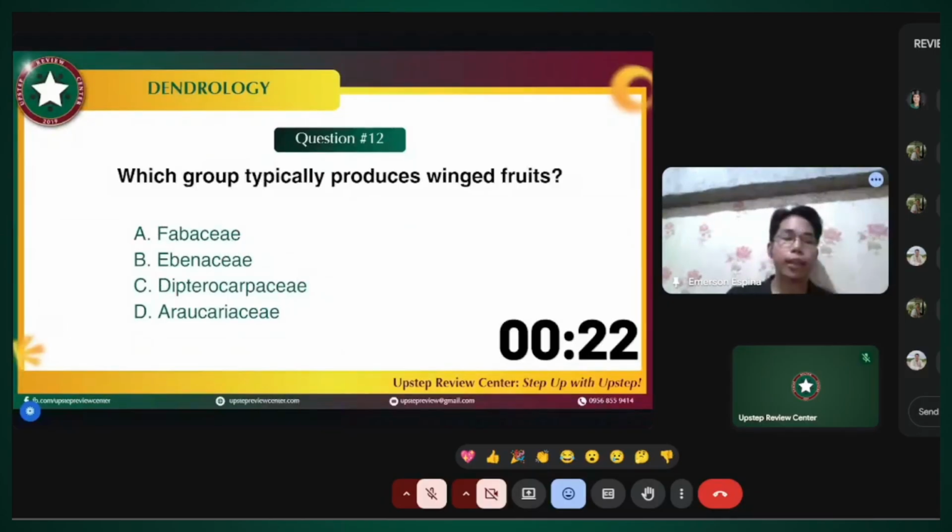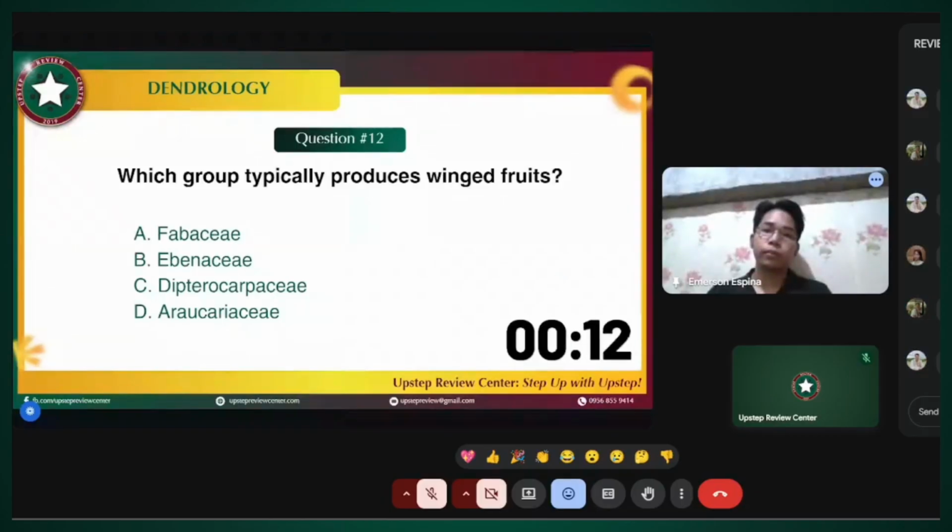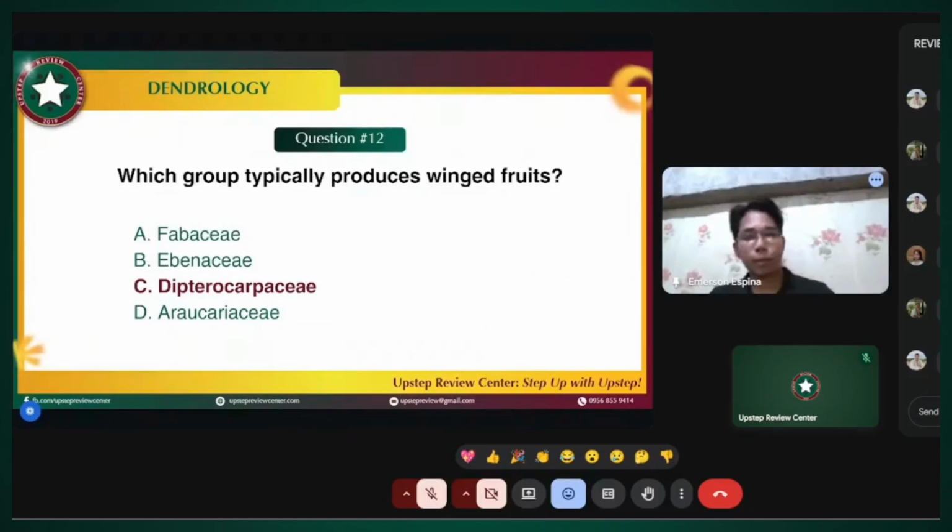Next question. Question number 12. Which group typically produces winged fruits? You have Fabaceae, Ebenaceae, Dipterocarpaceae, and Araucariaceae. Okay, let's see. The correct answer is letter C, Dipterocarpaceae. And okay, you guys got it correctly. So for this one, one of the most useful shortcuts in dendrology is the main characteristics that they have, if present or available in the question or choices. So for winged fruits, think of the Dipterocarpaceae.